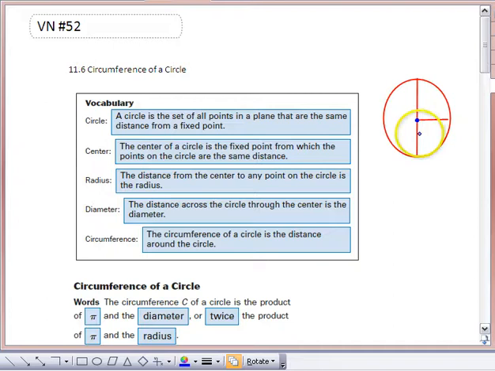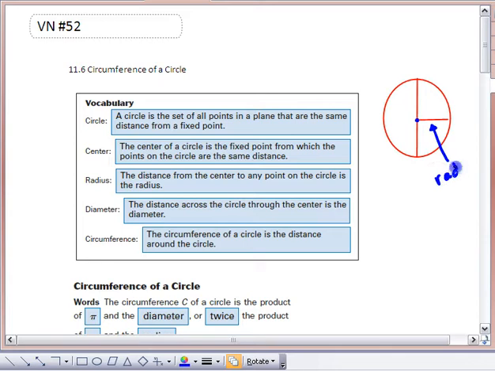The center of a circle is the fixed point from which the points in the circle are the same distance. So if you look here, all these lines are the same distance from the center of the circle. The distance from the center of the circle to any point on the circle is what we call the radius. So this line, which goes from the center point to the edge of the circle, is called the radius.